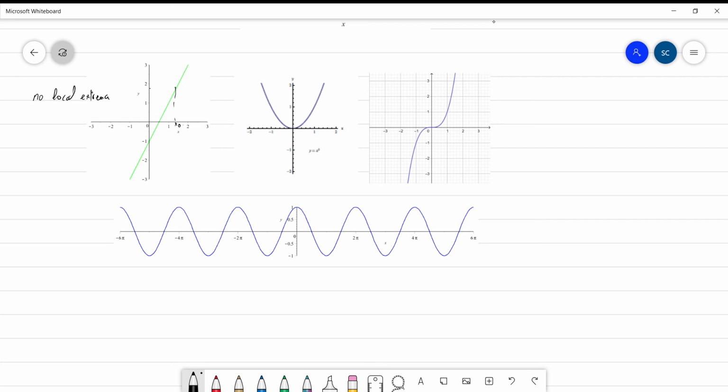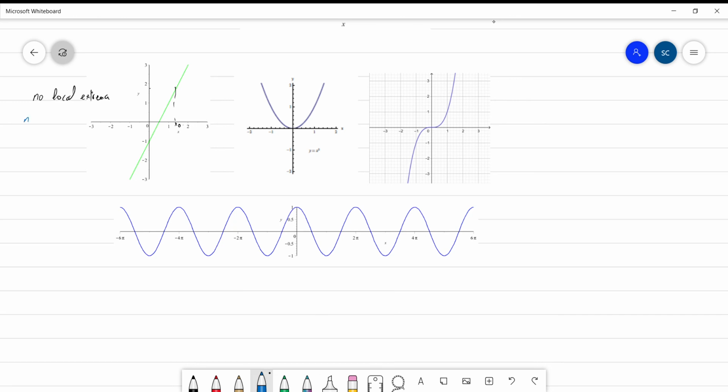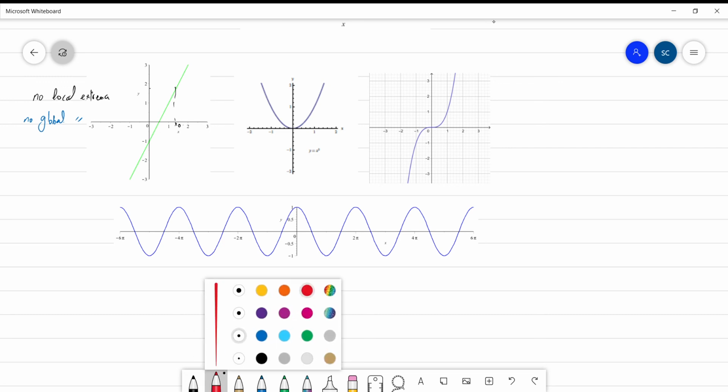The points on my curve take y values that remain very large and positive, and also take large negative values. So we have no local and no global extrema. None of them. You see, it's possible to have none.